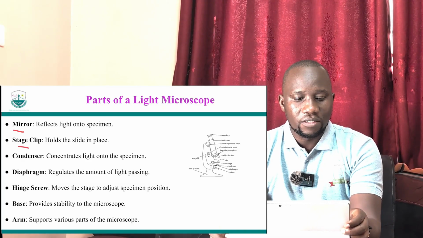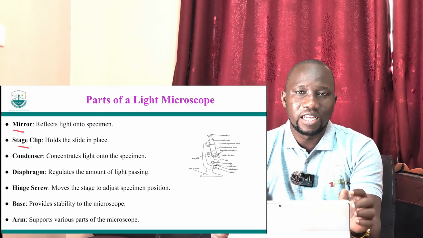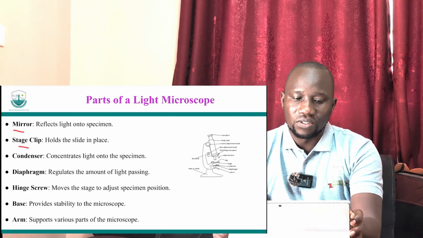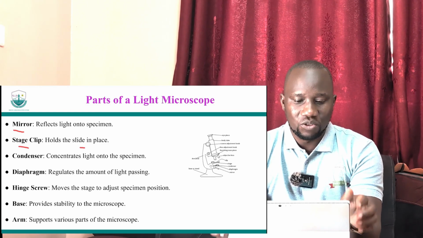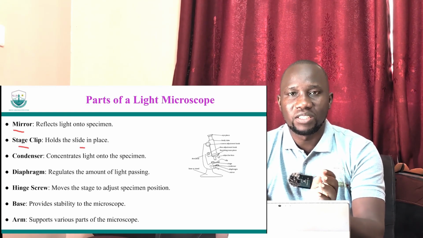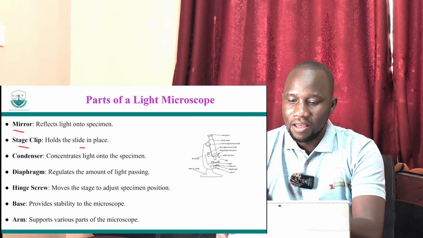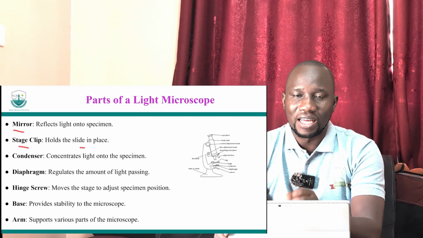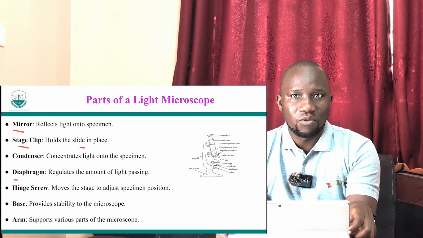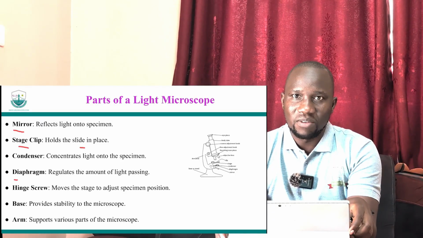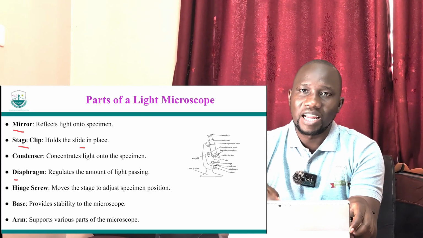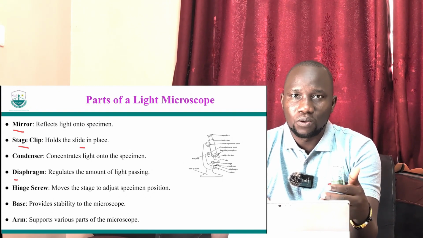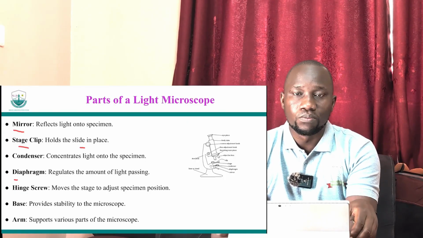And then you have the stage, and on the stage you have the stage clip. The stage clip is the one that holds the slide in place. The condenser makes sure that the light is concentrated onto the specimen. That means that when the light is reflected onto the specimen by the mirror, the condenser is the one that concentrates that light onto the specimen. And then the diaphragm controls the amount of light that enters. It is an aperture, a hole that allows light to go through, allowing either little light or more light to go through.